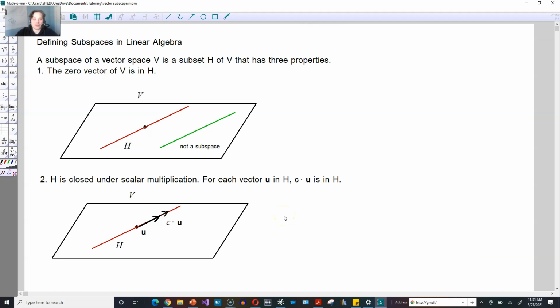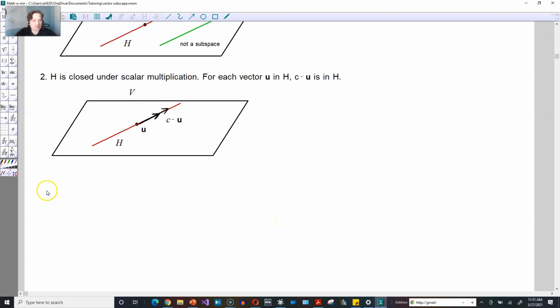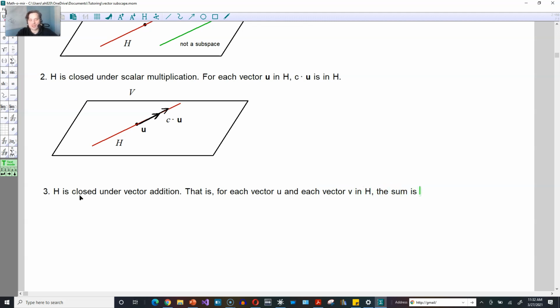And the last part is probably the most elaborate. So let's take a look at the next and last part here. H is closed under vector addition. And that is, for each vector U and vector V in H, the sum is in H. Okay, so let's take a look at this. Now remember, these are vectors, so this right here, bolded, or you can put arrows above them. Some people bold, some people put arrows. So let's depict this definition in a picture.